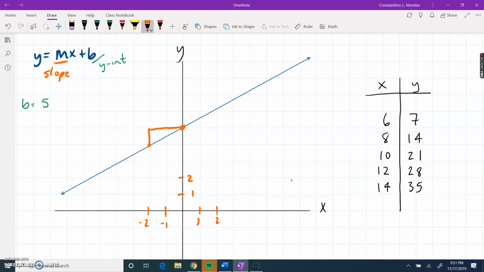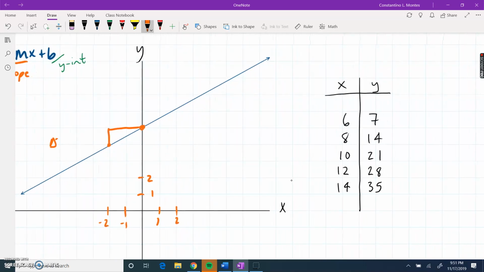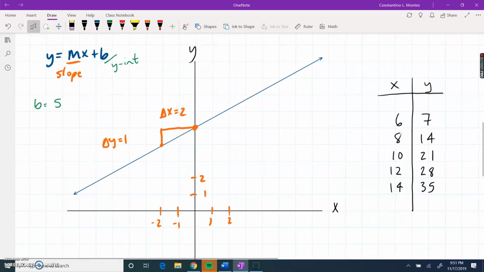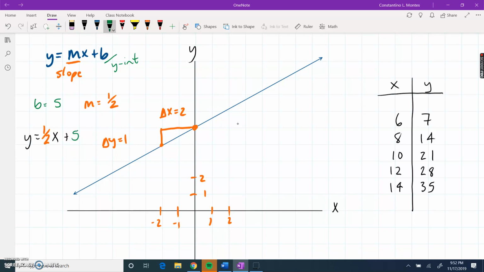That represents my slope. My change in y is equal to 1 because I went 1 upwards, and then I went 2 over, which means my change in x is equal to 2. So my change in y over my change in x, that's my m, is equal to 1 over 2. Now all I have to do is compose the equation. I'm going to write it right here. Y equals, my slope is 1/2, 1 over 2, x plus my y-intercept, which is 5.